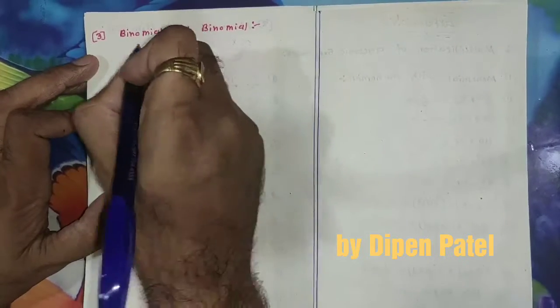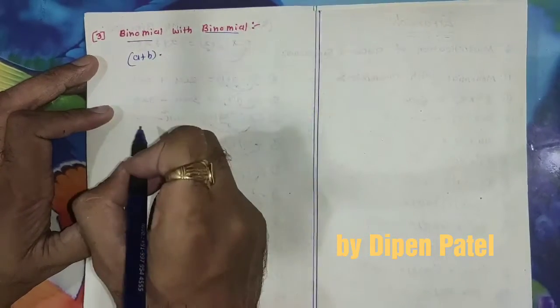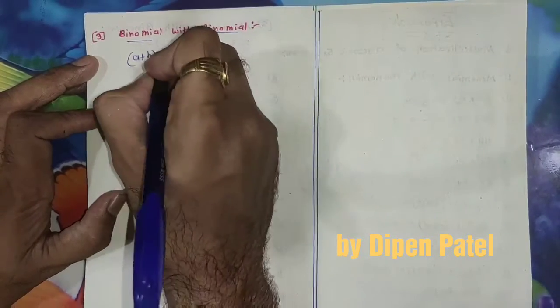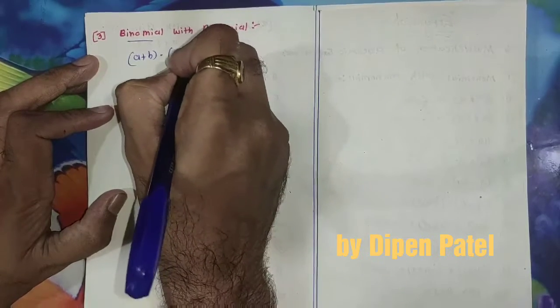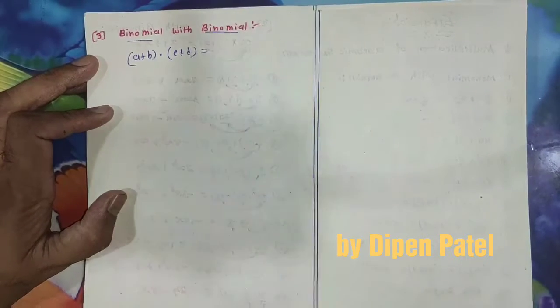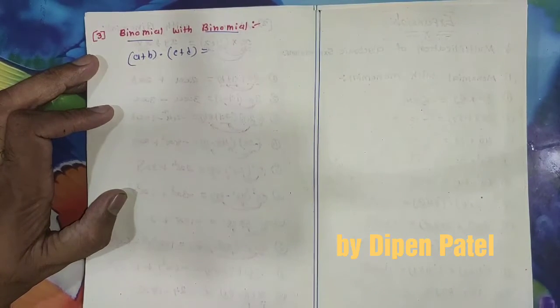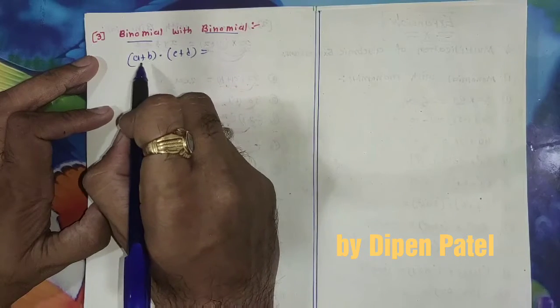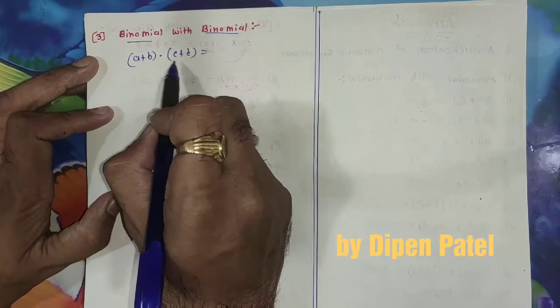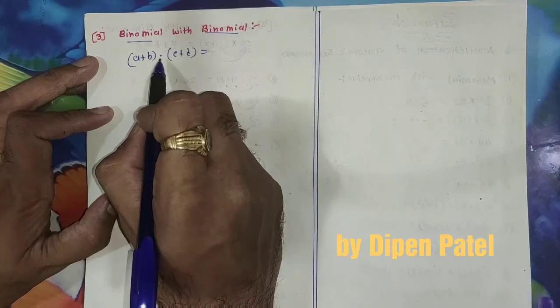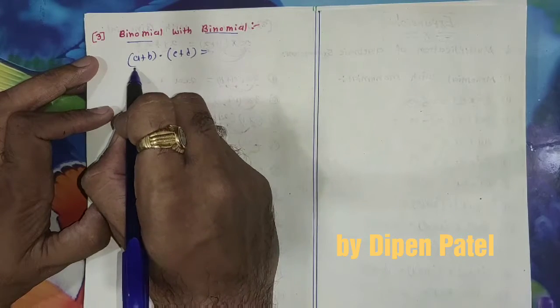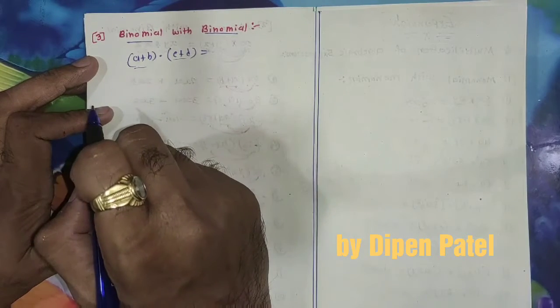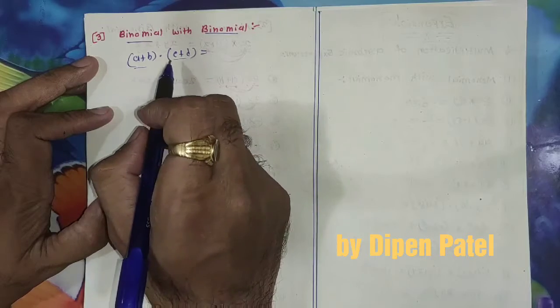So you have to multiply this binomial with another binomial. Suppose another binomial is c plus d. C is one term, d is another term. So c plus d is another binomial. So total two binomials are there. First binomial is a plus b, another binomial is c plus d. Here we have to perform the multiplication of this binomial with this binomial. So how can we perform this multiplication?